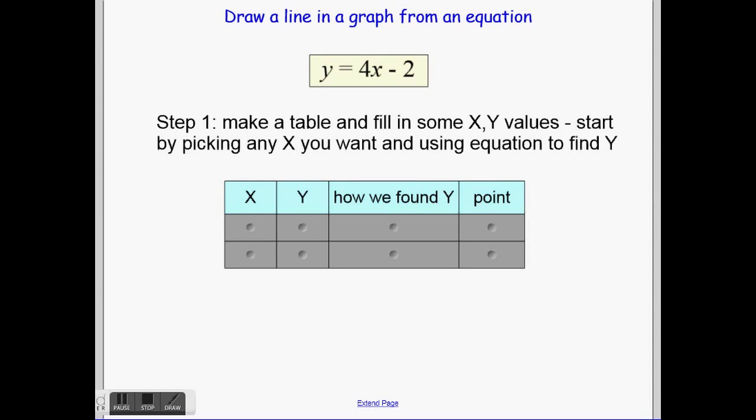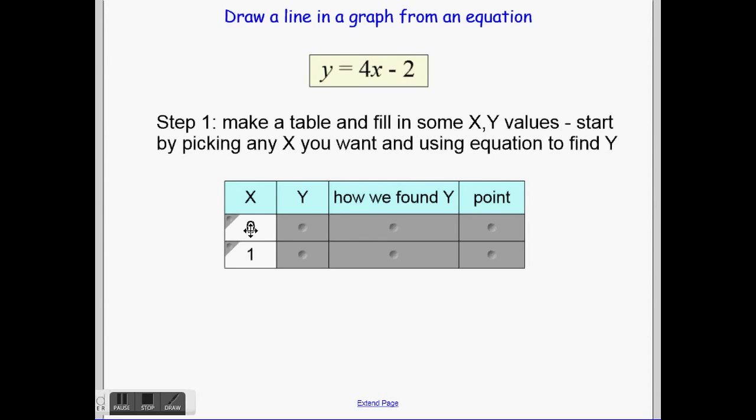So, we make a table and fill in some x and y values. Start by picking any x that you want and using your equation to find y. Now, in this case, I picked values for x, 0 and 1. Okay? But you can pick any values you want, anything at all.